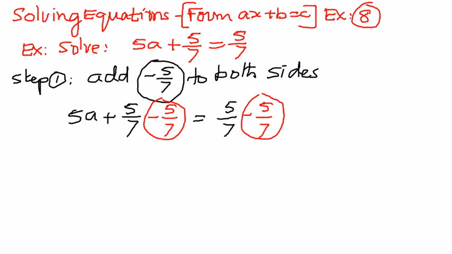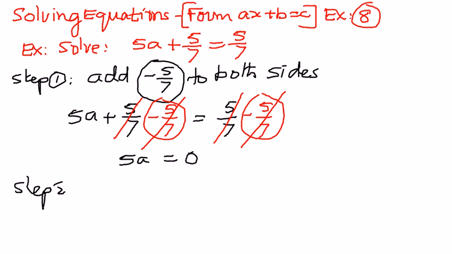As you can see, on the left hand side the positive 5 over 7 and negative 5 over 7 cancel out. On the right hand side too, we have 5 over 7 and negative 5 over 7 which cancel out, leaving us with 5a is equal to 0.